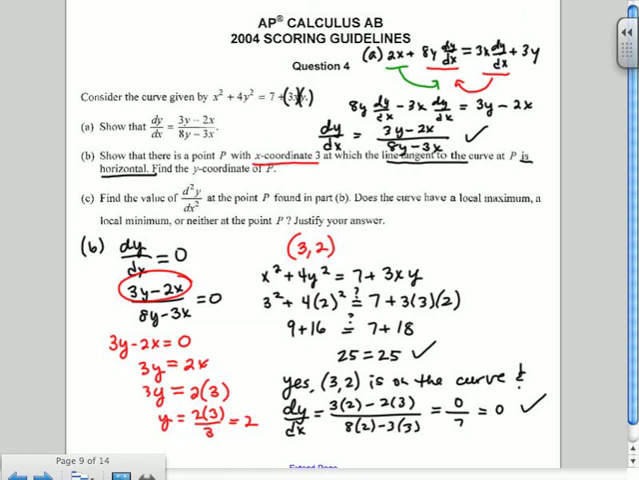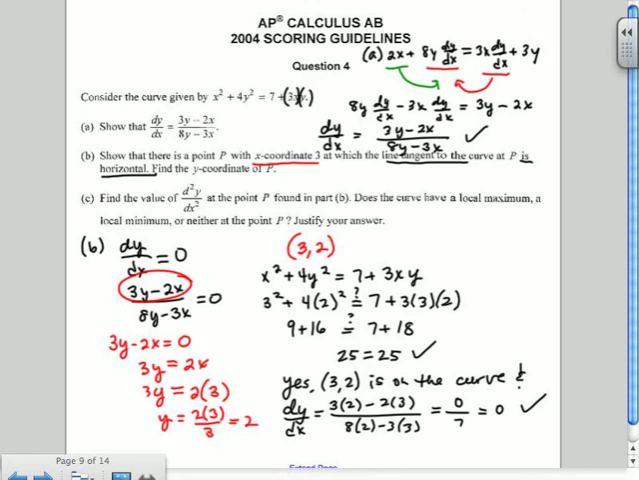Okay, so C. C says find the value of d2y over dx squared. So this means the second derivative of y in terms of x at the point P found in part B. So at this point, we had 3, 2. We want to find the second derivative.